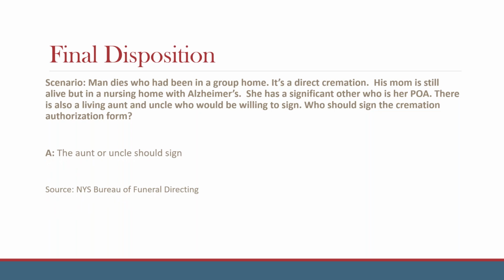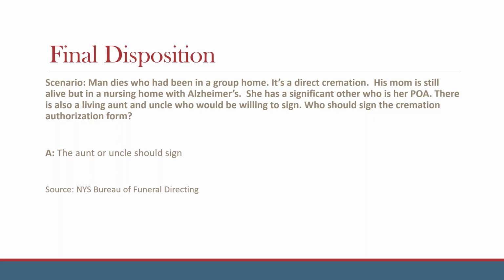The aunt or the uncle should sign. So, she has a significant other who's her power of attorney. A significant other has no legally recognized relationship on the priority list. Power of attorney has no legally recognized relationship on the priority list.